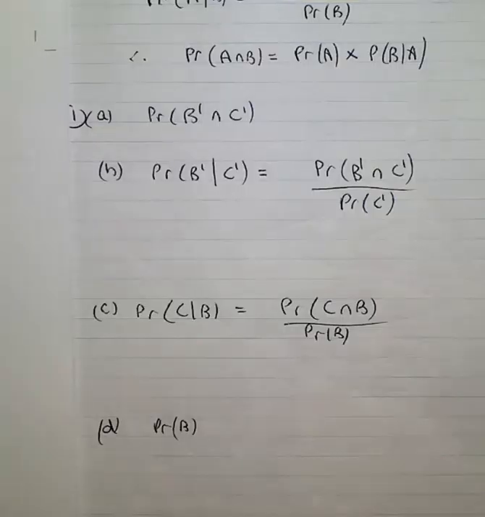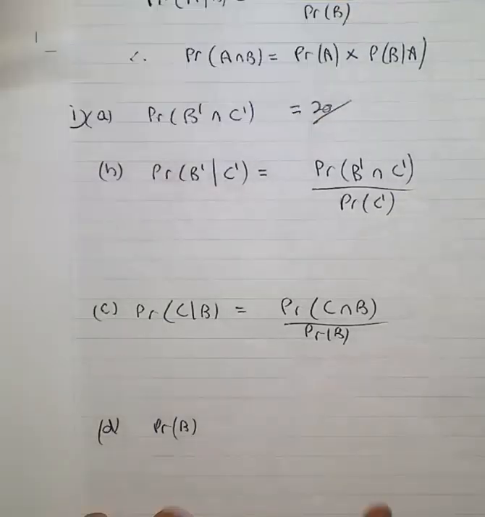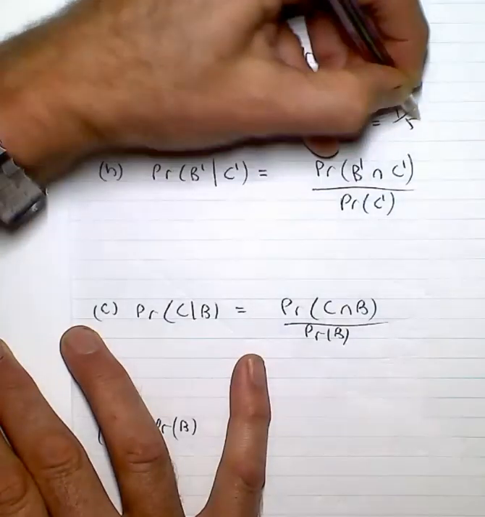So in 1A, you're asked the probability of not B and probability of not C. So a non-bike rider who doesn't drink caffeinated drinks. So if we look across there, that's 20 over the 100, 0.2 or 1/5.